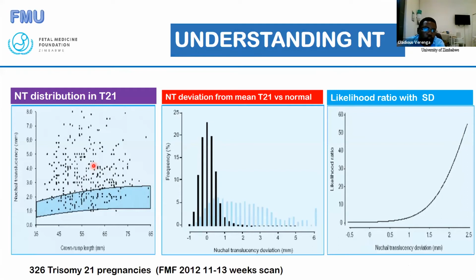To just show you the distribution of babies with Down syndrome, babies with Down syndrome are more likely to measure abnormal. However, there will still be babies with Down syndrome who have a normal nuchal translucency. This is the reason why you cannot tell a woman that your baby has no Down syndrome because the nuchal translucency is normal, because babies with Down syndrome can also measure normal. These graphs are explaining the same picture, but what we are saying is that if the nuchal translucency is abnormal, the likelihood ratio of having Down syndrome increases.